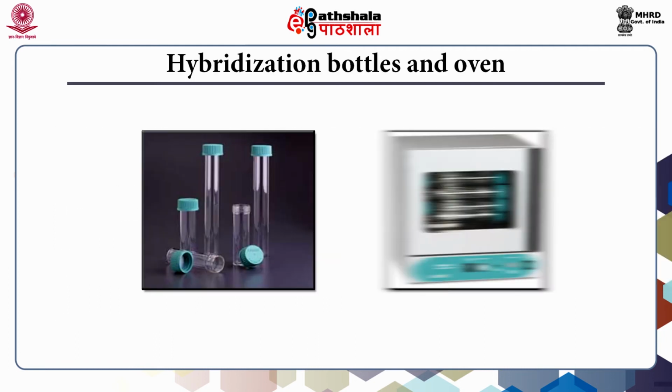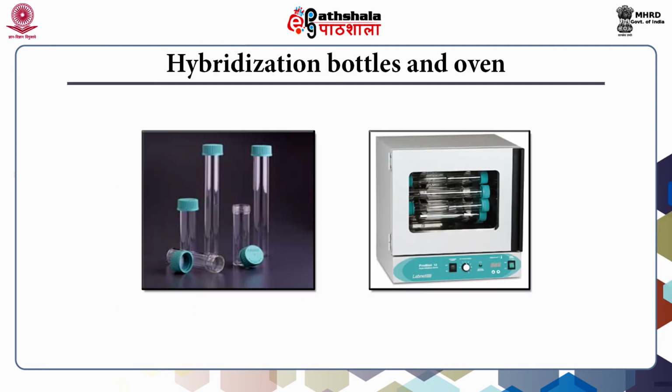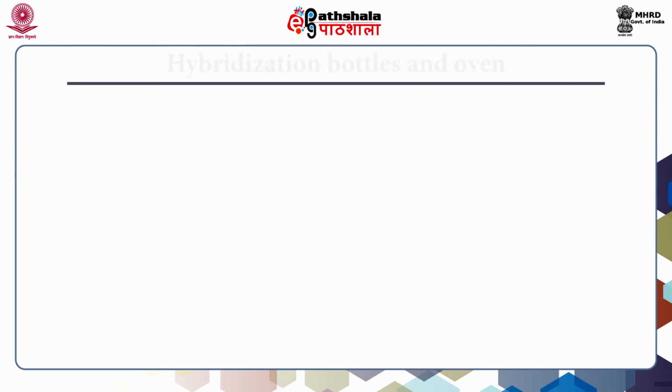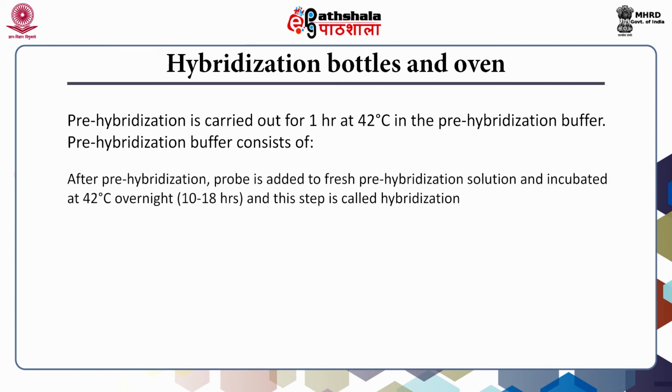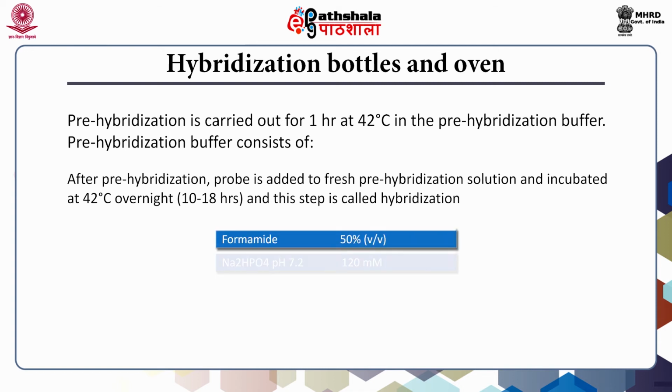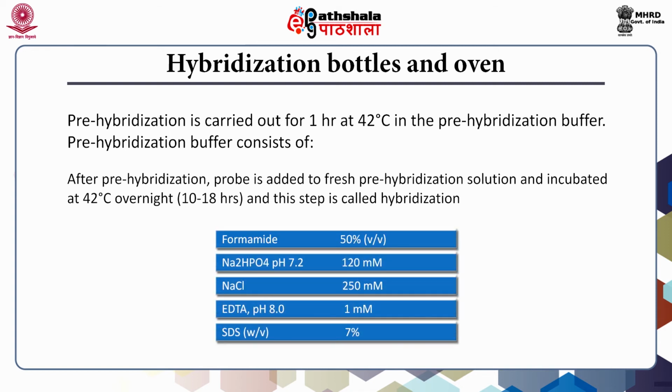These are the pictures of hybridization bottles where the whole hybridization procedure takes place, and the hybridization oven and rocker. Before hybridization, there is a pre-hybridization procedure which is carried out for 1 hour at 42 degrees Celsius in the pre-hybridization buffer. After the pre-hybridization step, the probe is added to fresh pre-hybridization solution and incubated at 42 degrees Celsius overnight, and this step is called hybridization.